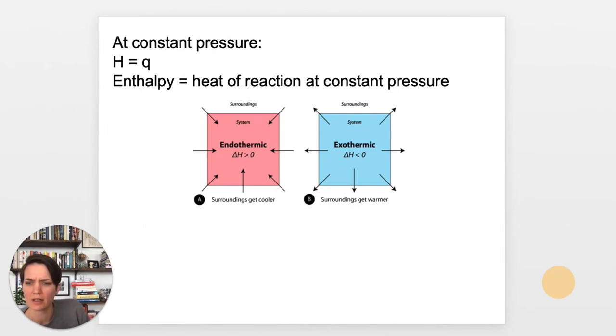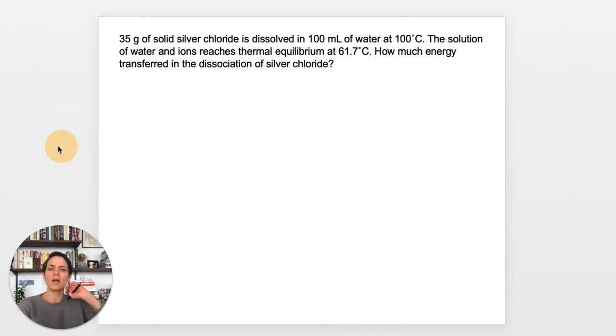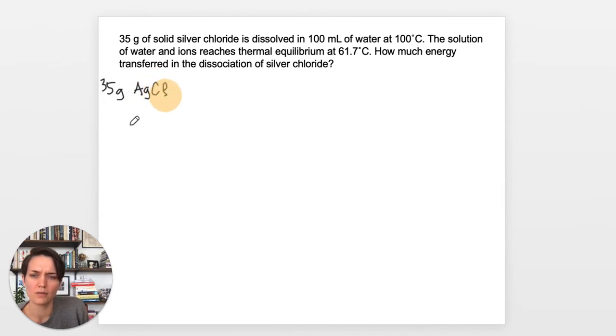And now we're going to see how that applies mathematically and why it is so cool to think about enthalpy. Okay, so here we have silver chloride and it's being dissolved in water. So silver chloride is an ionic compound. You know that. And now we can start to do some really cool analysis. So we have 35 grams of silver chloride. It's being dissolved in, so that's my system, right? Chemical reaction system. It's being dissolved in 100 milliliters of water.